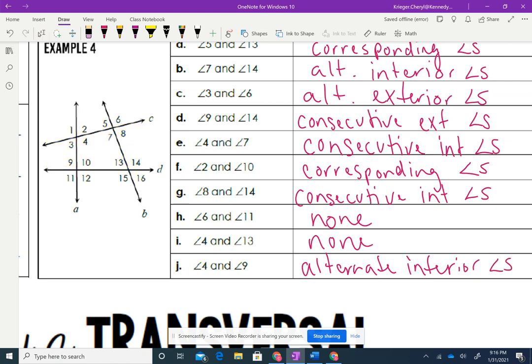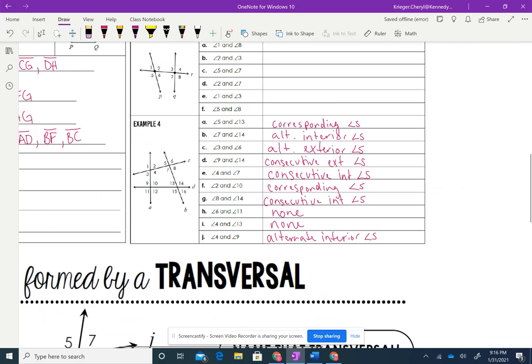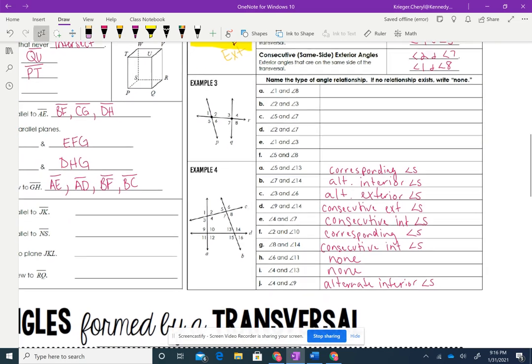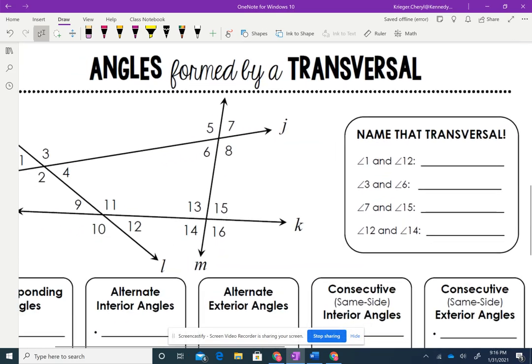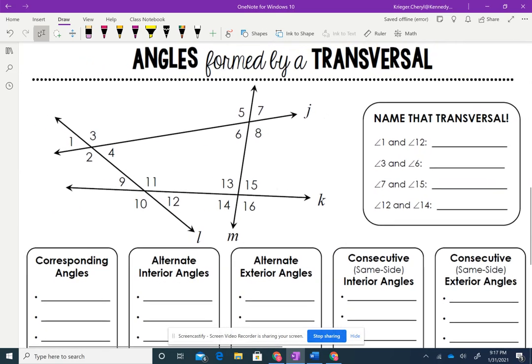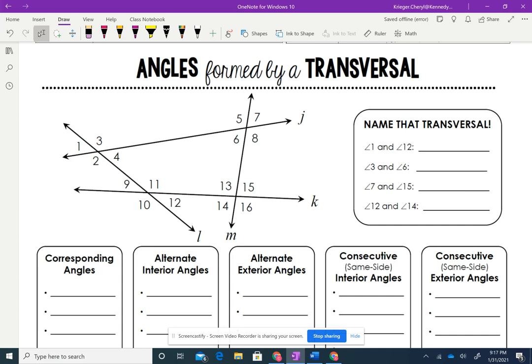Okay. So you guys can do number 3, and we'll come down here and talk more about angles formed by a transversal. All right, and these are angle relationships that once you get the hang of them, it'll be pretty easy.